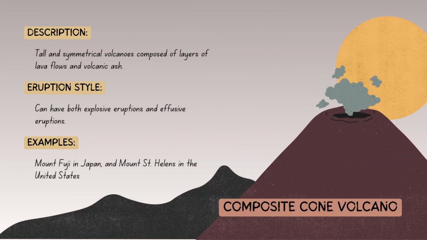The third type is composite cone volcano. It is a tall and symmetrical volcano composed of layers of lava flows and volcanic ash. This volcano can have both explosive eruptions and effusive eruptions. For example, Mount Fuji in Japan and Mount St. Helens in the United States.